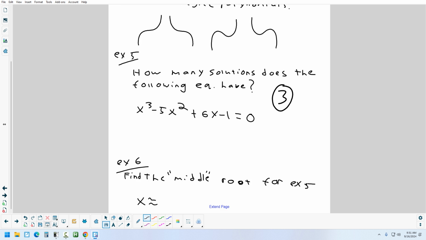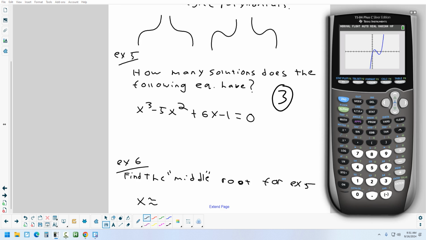Find the middle one. Okay, so remember to find the middle one, just make sure when you do your left and right, you set it up so that one is the only one that's between the dotted lines. So pick a point left, pick a point right, and do your guess.